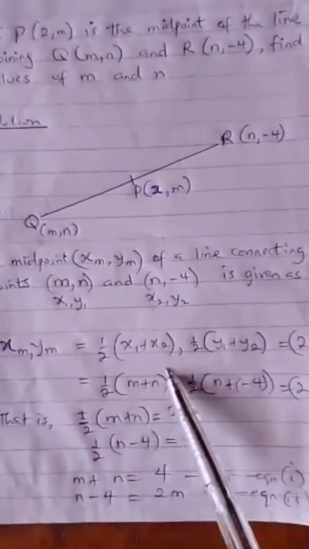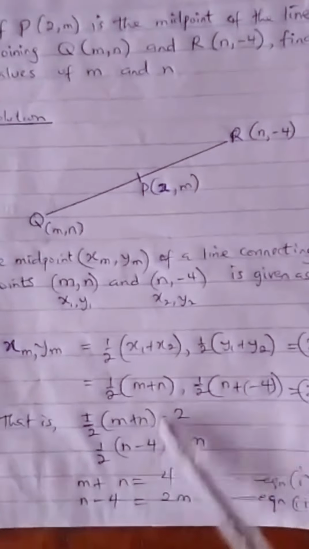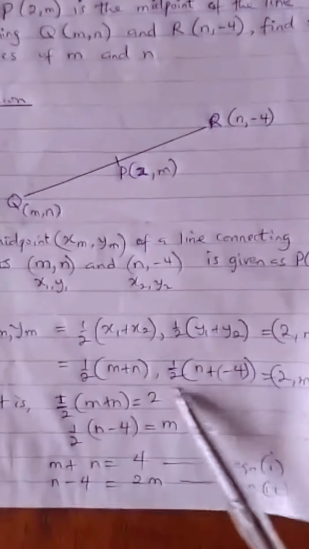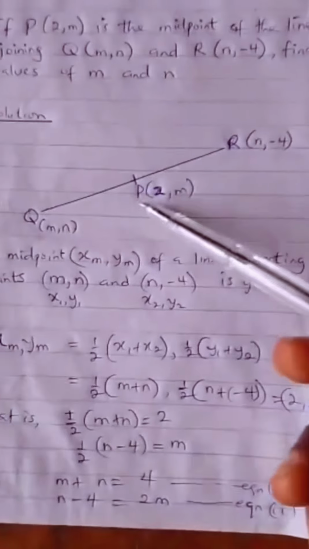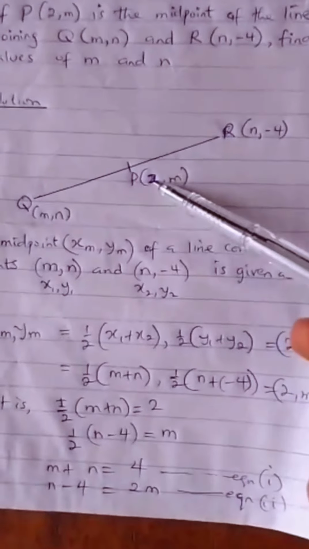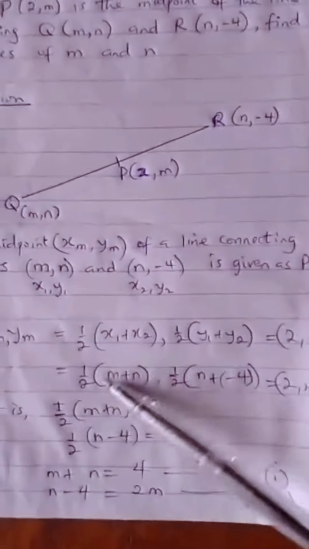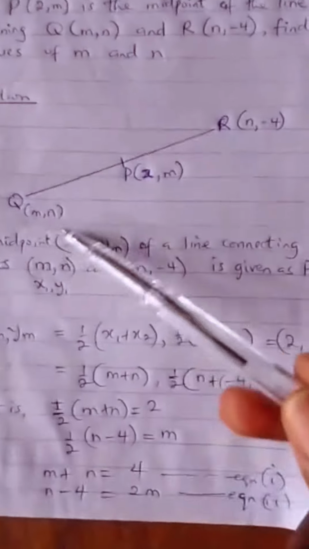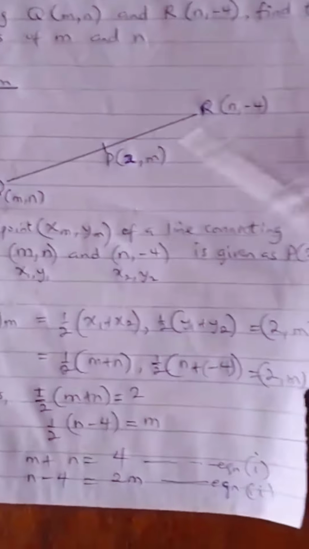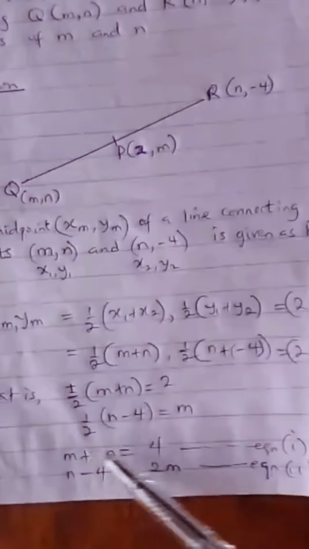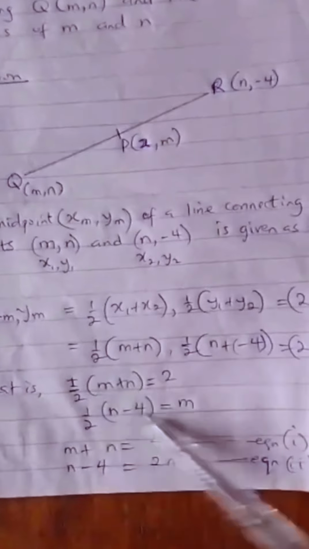So you see that half of m plus n creates a set of simultaneous linear equations. Half of m plus n is 2, because basically I'm looking for the coordinates of this point P, and we're given that the x value is 2. So this is our x value and this is our y value. The midpoint, half of m plus n, is 2. Half of n plus minus 4 is m. So equate it and then you have simultaneous equations.